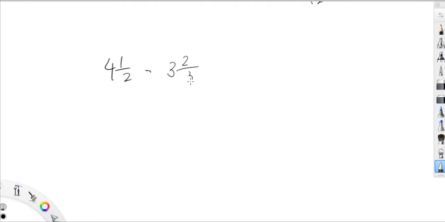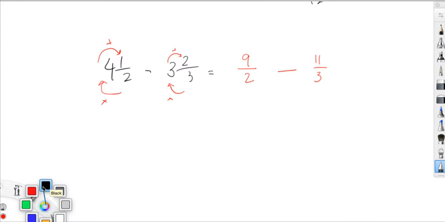3 2/3. And again, the issue with this is they're not in improper form. So if you're doing it manually, you're going to have to go, what's 2 times 4? And that's 8 plus 1. It's 9, so it's 9 over 2. And this one is 3 times 3 plus 2. 3 times 3 is 9, plus 2 is 11 over 3, minus. There you go. And then you can do the whole thing to make the denominators the same.